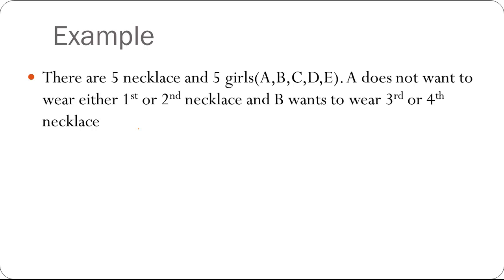Okay, so let's look at a similar genre of question wherein there are conditions attached, a positive and a negative condition. So again, there are 5 necklaces, 5 girls, A, B, C, D, E, and A does not want to wear either the first or the second necklace, and B wants to wear the third or the fourth necklace. So now we need to find the number of ways in which the necklaces can be distributed.